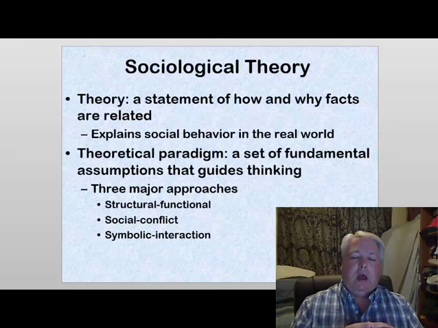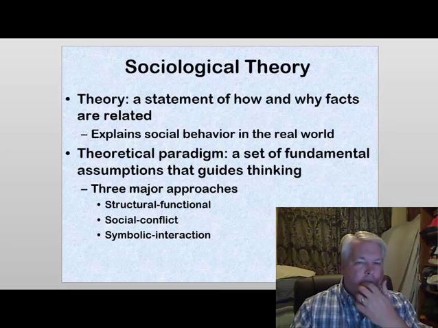Symbolic interaction, though, is what we call a micro theory, a theory that really focuses on, rather than looking at the big picture like society as a whole, a bird's eye view of society like the other two theories, individuals and small groups. So it's much more specific and kind of individual. It's closer to psychology than the other two theories are. Okay, so let's start off by talking about structural functionalism.